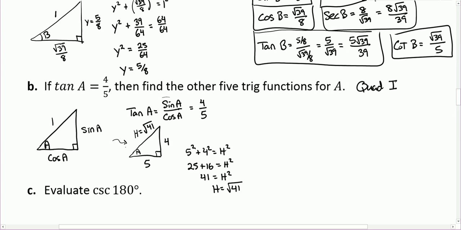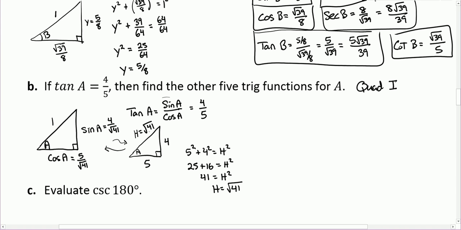So if I want to go back and find the sine A and cosine A, I'm going to divide all three of those numbers by the square root of 41. So the sine A is 4 over the square root of 41. The cosine A is 5 over the square root of 41.